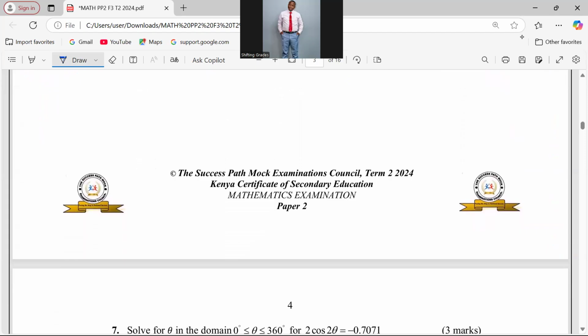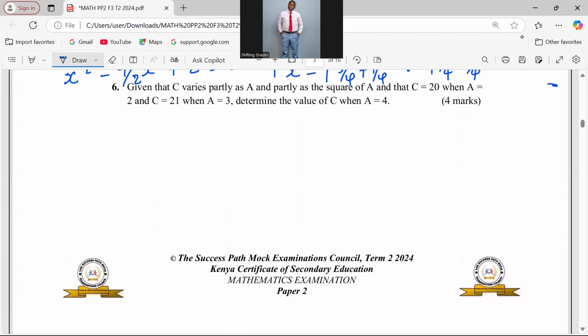Yeah, that is it. We talk about number 6 now. Given that C varies partly as A and partly as the square of A, and that C equals to 20 when A equals to 2, and C again equals to 21 when A equals to 3, determine the value of C when A equals to 4. So this is called a partial variation, whereby you encounter the word partly.